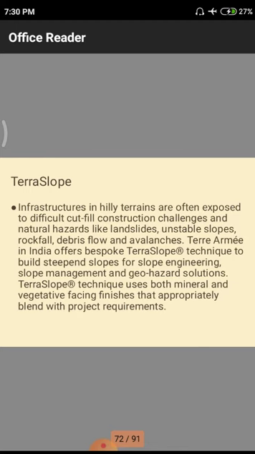Build steep slopes for slope engineering, slope management and geohazard solutions. Slope management means they have to use some different hybrid materials and two to three different quantities of soils to protect their fields in the presence of this slope and other hazard conditions.